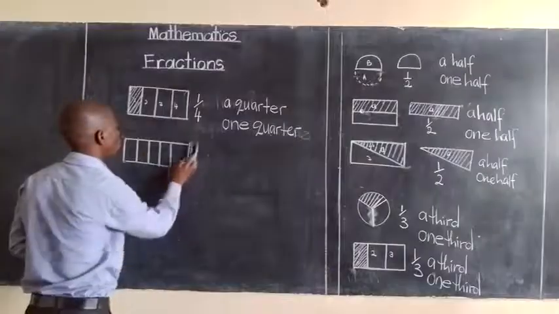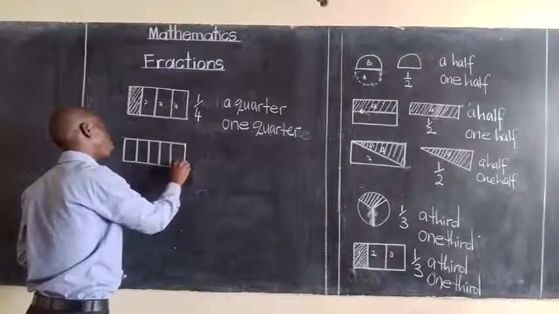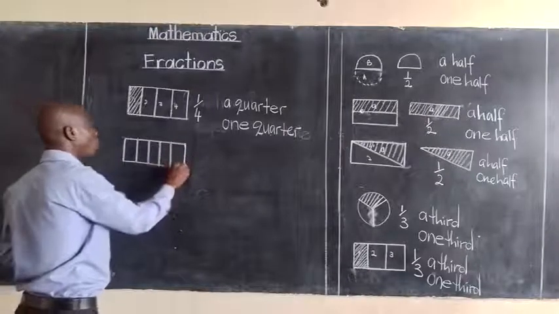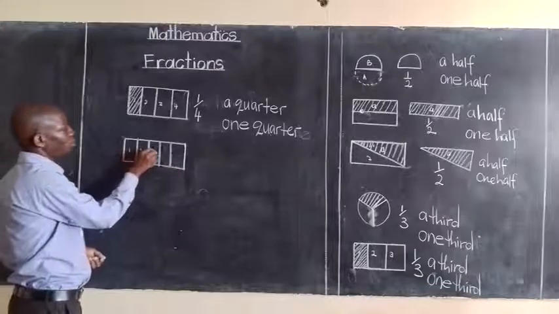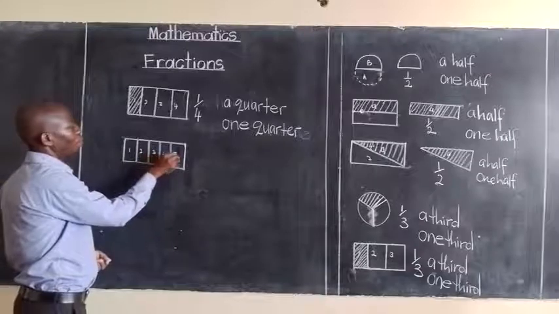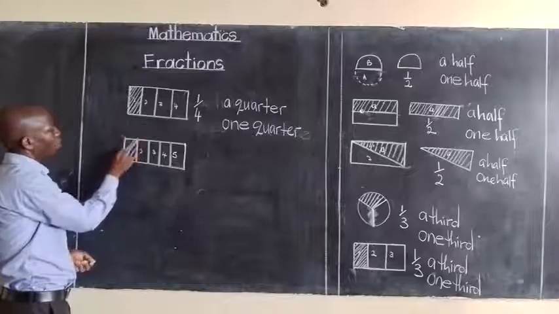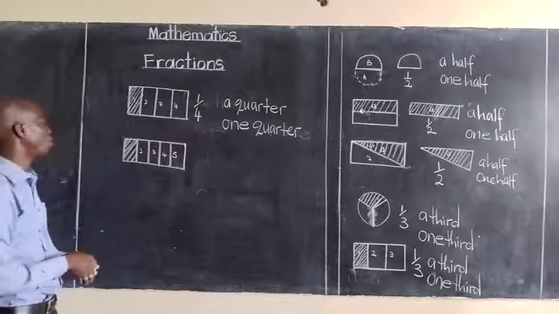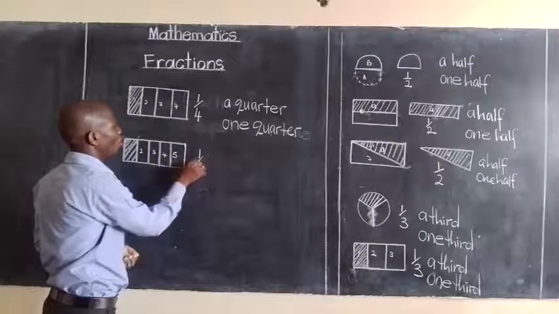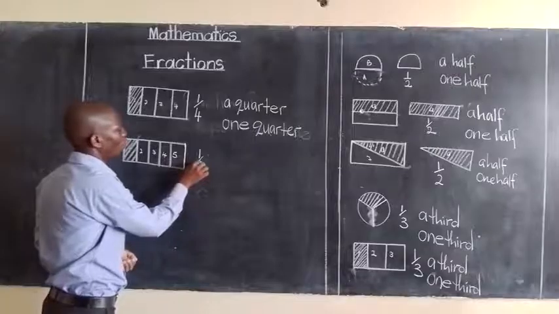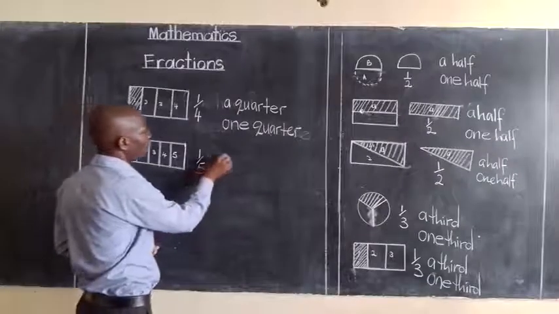We are dividing the whole into 5 pieces. But these pieces should be equal. So we are having 1, 2, 3, 4, 5 pieces. And we are cutting one piece. This one is 1 out of 5, not 4. 1 out of 5, which is written as a fifth.